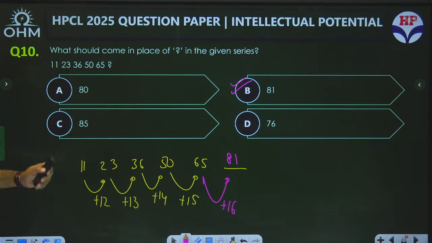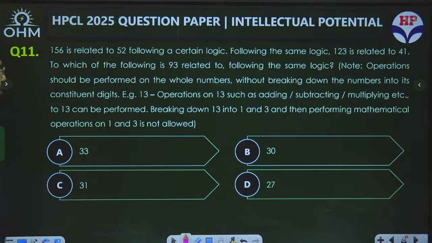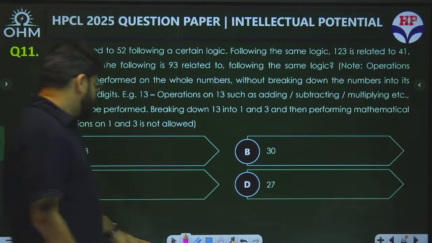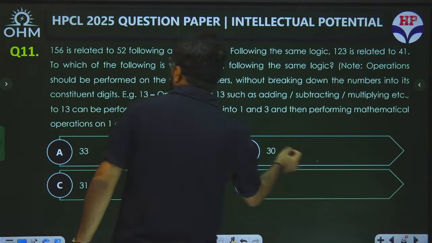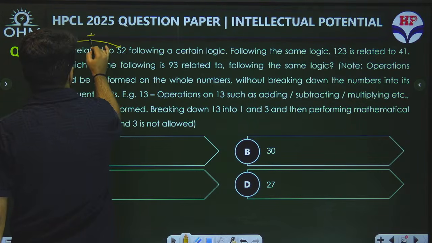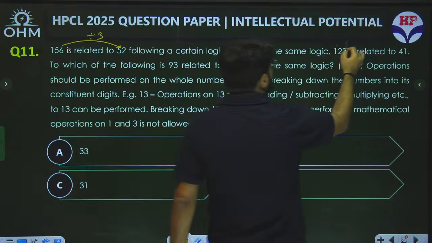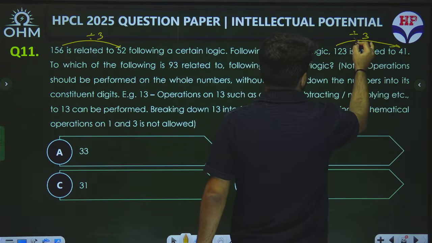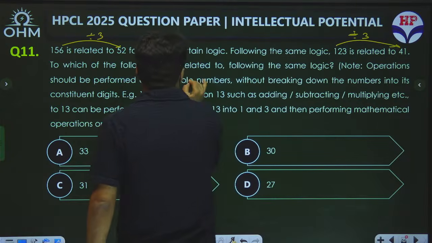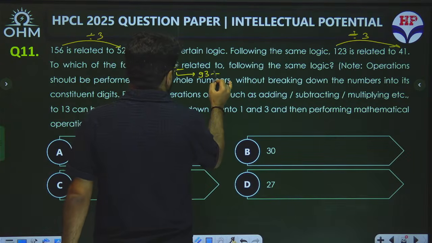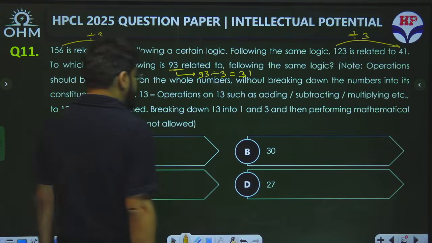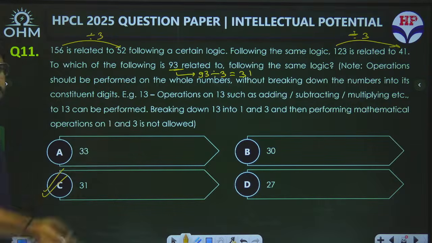Right? Next. Number 11. 156 is related to 52 in a certain logic. Following the same logic, 123 is related to 41. To which of the following is 93 related? It is a very simple logic. 156, when you divide by 3, you get 52. 123, again, when you divide by 3, you get 41. Similarly, the answer has to be 93 divided by 3, which is 31. So numbers are given by a division of 3. Answer is 31. Option number C.